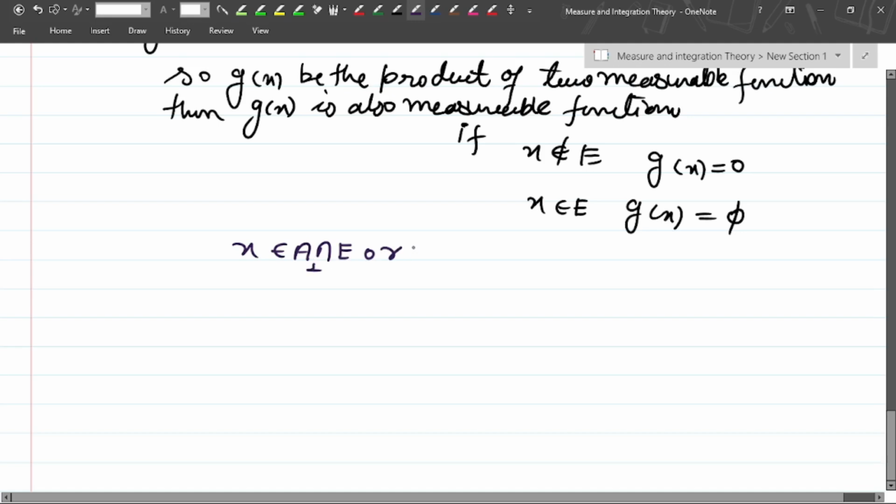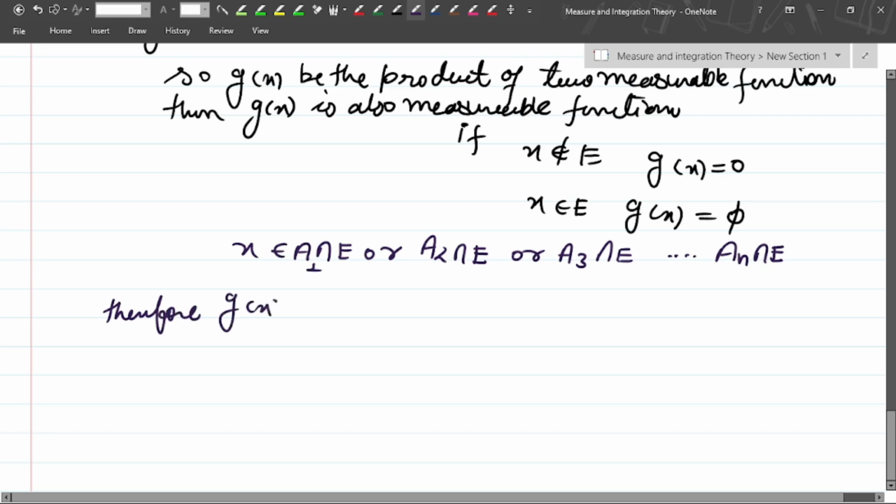We are just taking A1, A2, or all the Ai's for this, or A2 intersection E, or A3 intersection E, or basically we can write just An intersection E. Therefore, g of x is equal to the summation i equals 1 to n of ai times the characteristic function of Ai intersection E.